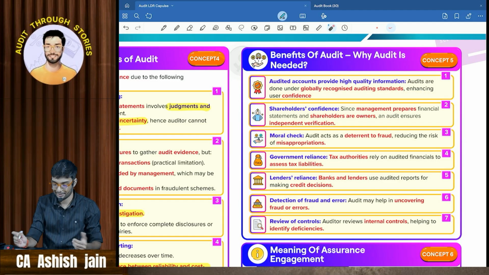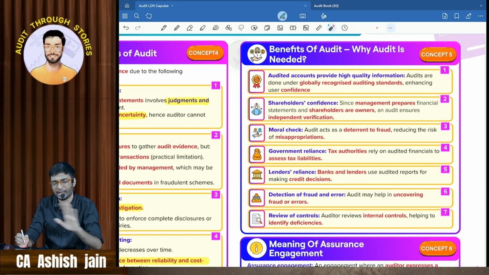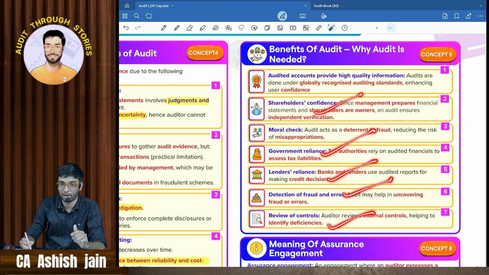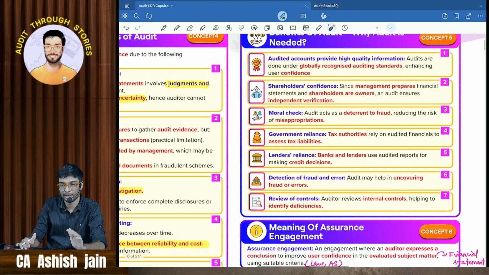Okay, so these are all the benefits of audit. One is related to shareholders, another is related to governance, third is related to lenders, then detection of frauds and errors, and review of control. These are very common points which you have to write. Even if you remember 5 points, it's completely good.